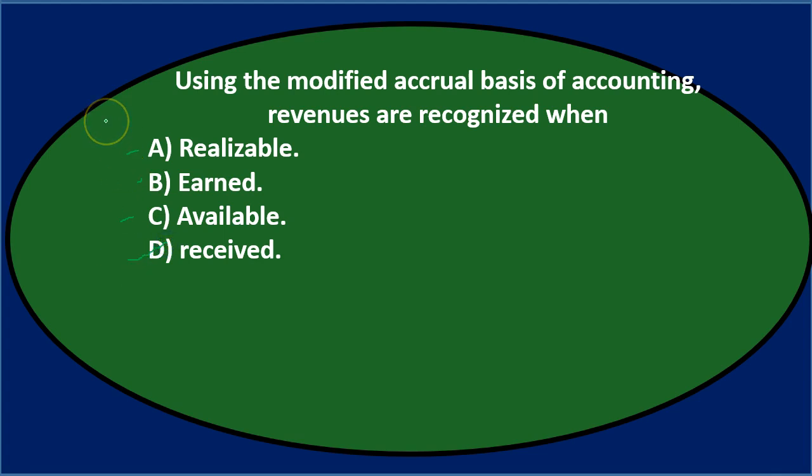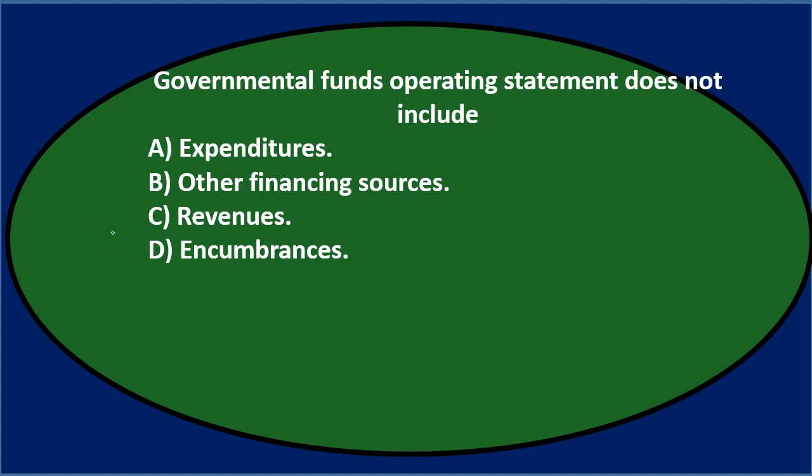Let's go through it again. Using the modified accrual basis of accounting, revenues are recognized when either realizable, earned, or available. Now, because earned is going to be similar to the accrual basis, I don't think it's going to be the exact same. So between realizable and available, the correct answer here is going to be C, final answer, C, available.